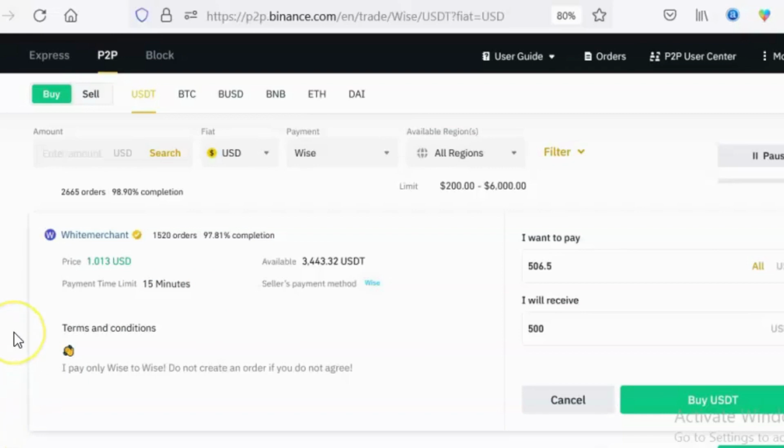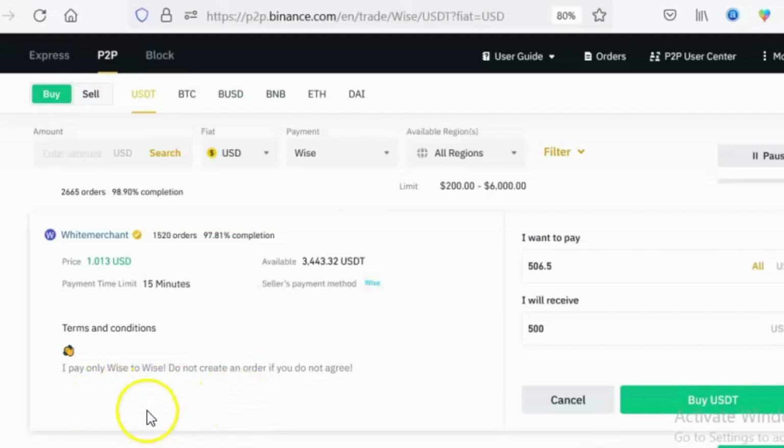If on the other hand we succeed in making payment to the guy's Wise account within the time limit specified, all we have to do, which is very, very important, is that on the page which would have opened up while we're trading, we see towards the left-hand portion of that page a link which says transferred.